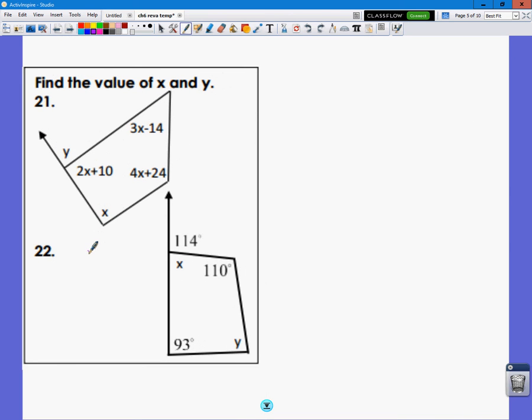Number 21 and 22 work off of the same concept. I know that this is just a quadrilateral. They didn't tell me it was a parallelogram, a rectangle, a rhombus, a square, a kite, or a trapezoid. It may look like it's one or the other.